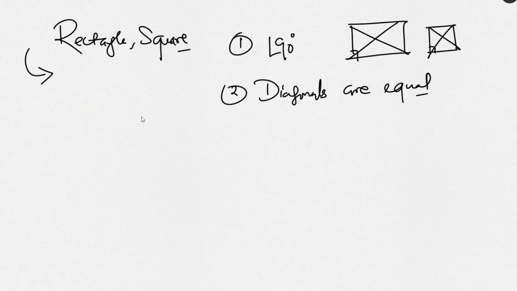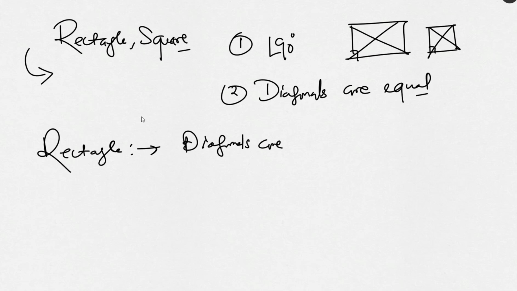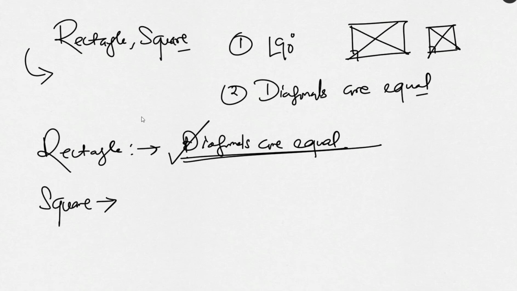To prove that any shape is a rectangle, how can we prove that? It is enough to prove that the diagonals are equal. If we just prove the diagonals are equal, that is good enough to prove that the shape is a rectangle. How to prove any shape is a square? You can prove diagonals are equal. Also, you need to prove that all sides are equal.